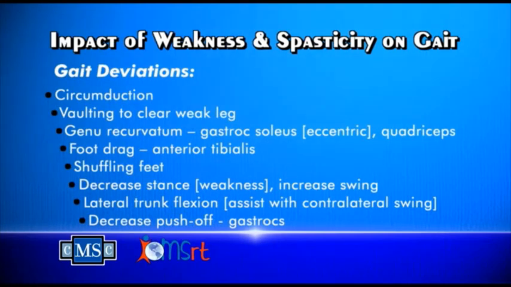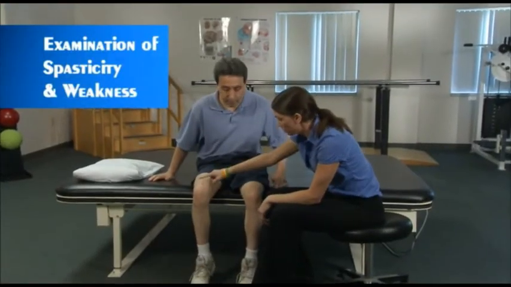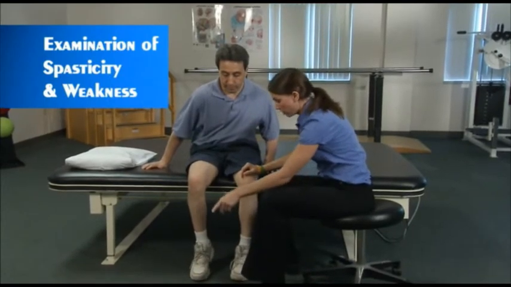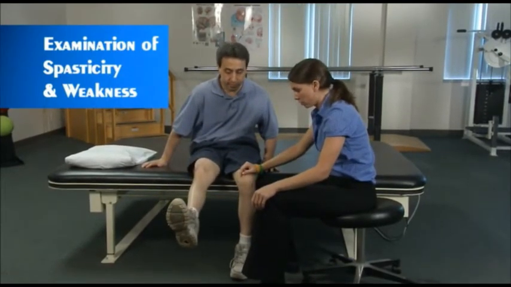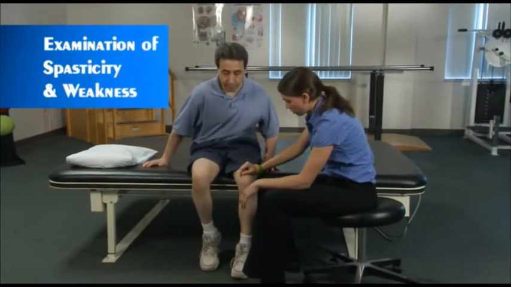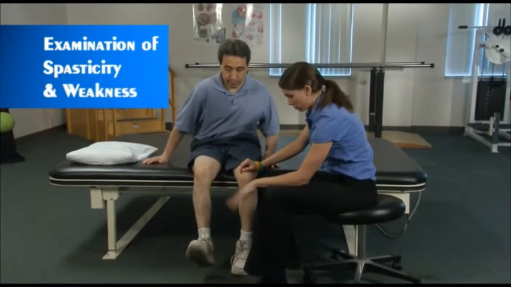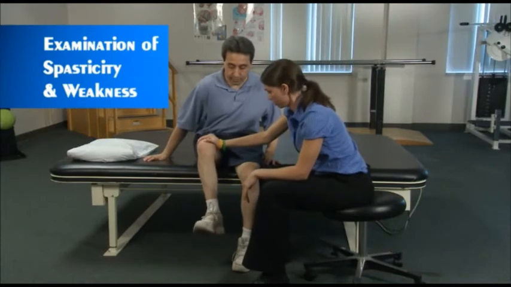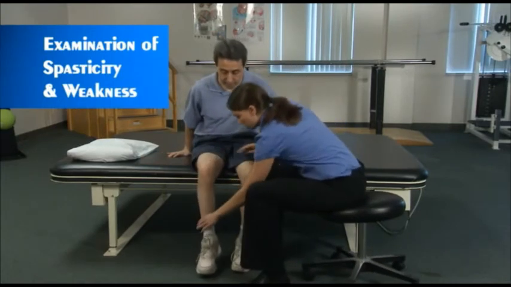We will now view the video of Andy going through an examination which will demonstrate the weakness and spasticity which caused the difficulty with his gait. We'll start our examination of strength with the patient in a seated position, going through hip flexion, knee extension, knee flexion, dorsiflexion as well as plantar flexion, and we see no resistance to active motion there. In fact, the patient is able to take resistance through all of those motions.